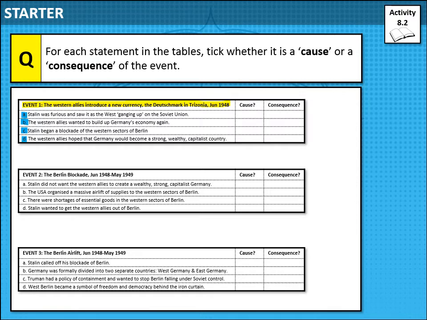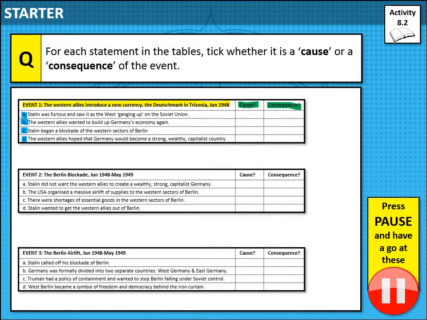Now, for each of those statements, I want you to decide, is it a cause of the event or is it a consequence of the event? Remember, causes are the reasons why events happen, and consequences are the results of events. Now, you'll need to pause and have a go at this. And if you need to, you can go back and reread your notes on the First Berlin Crisis. When you're ready, hit play and we'll go through the answers together.